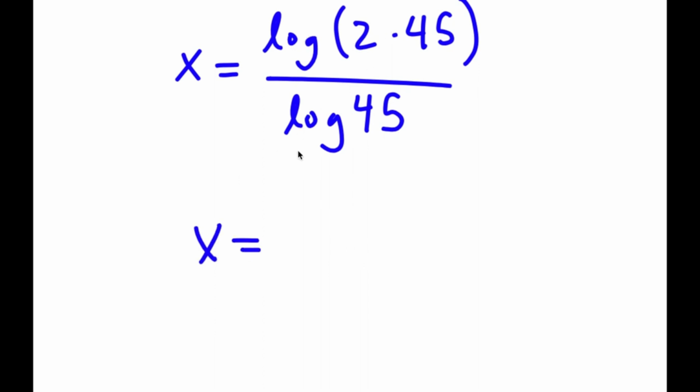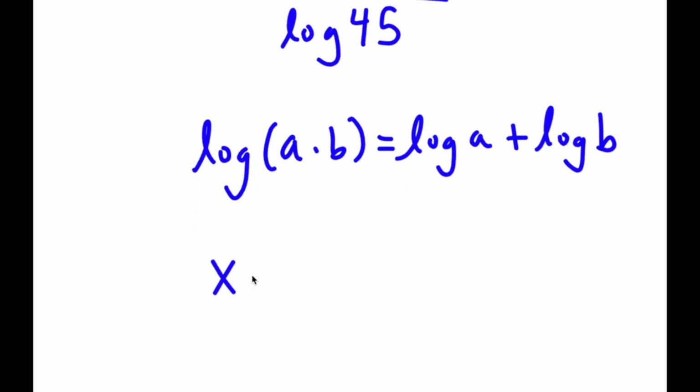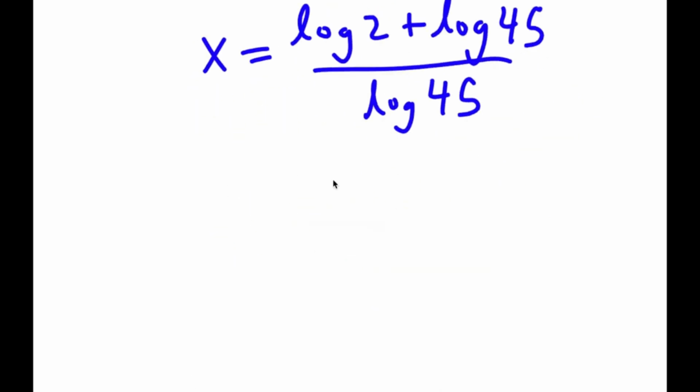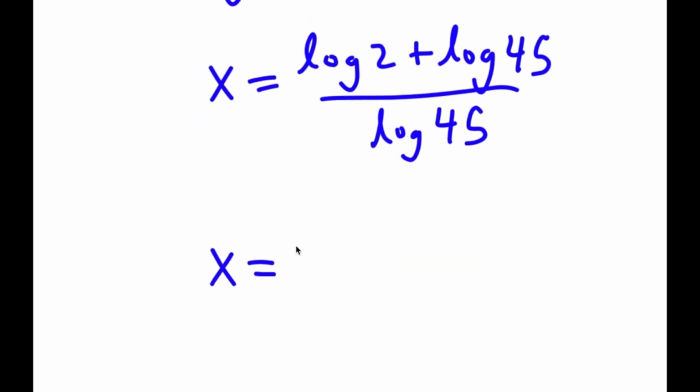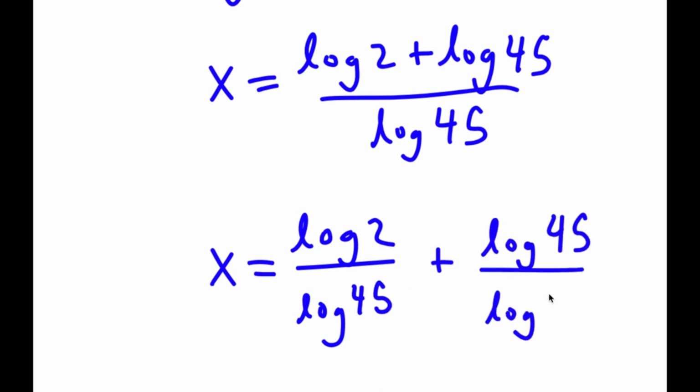And if I have something in the form log a times b, this is the same thing as log a plus log b. So now I have x is equal to log 2 plus log 45. Now I have this over log 45. So now this is equal to log 2 over log 45 plus log 45 over log 45.